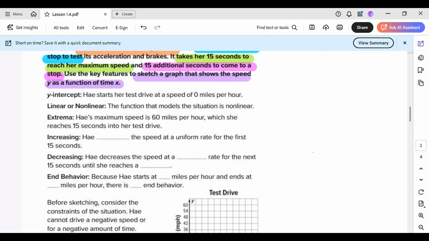So then, it says y-intercept. She starts her test drive at a speed of 0 miles per hour. So it tells us what our y-intercept is going to be. They tell us the y-intercept is at 0 miles per hour. Now, because she is increasing and then stopping and then decreasing, the function is going to be nonlinear. It is a nonlinear function. The extrema, so those are our extreme values. Her maximum speed is 60 miles per hour, which she reaches in 15 seconds on her test drive.